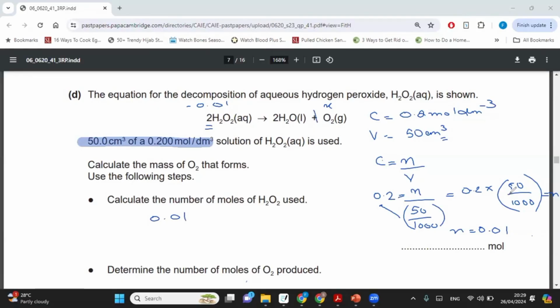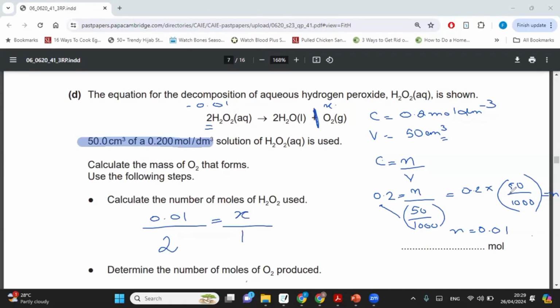So this is what you are going to do. The moles of hydrogen peroxide are 0.01. What is the mole ratio? The mole ratio will be the number written next to it. So we have 2 of hydrogen peroxide. Now, what are the moles of oxygen? We are not aware, so we write down X. What is the mole ratio? What is the number written next to it? There's nothing written next to it, so that means 1, right?